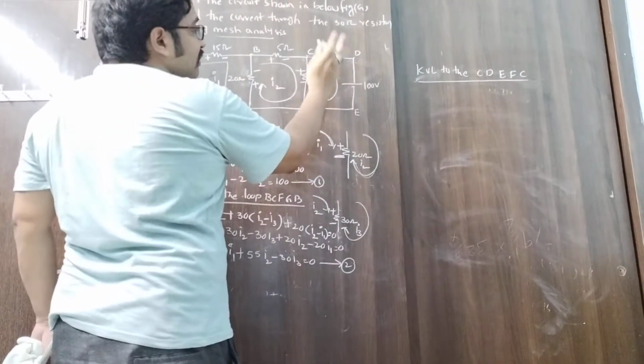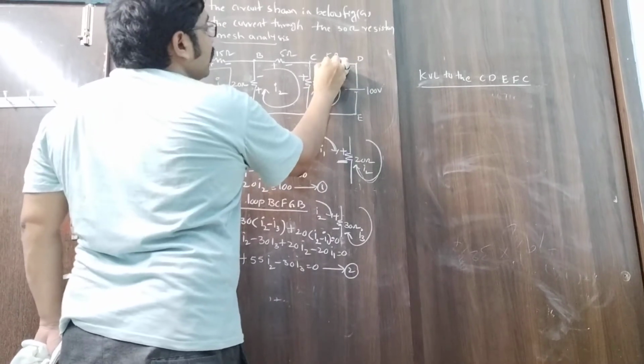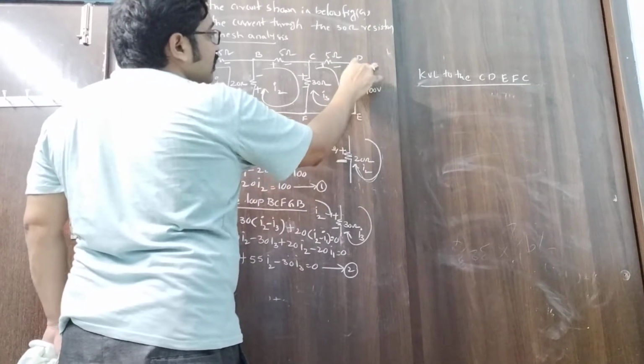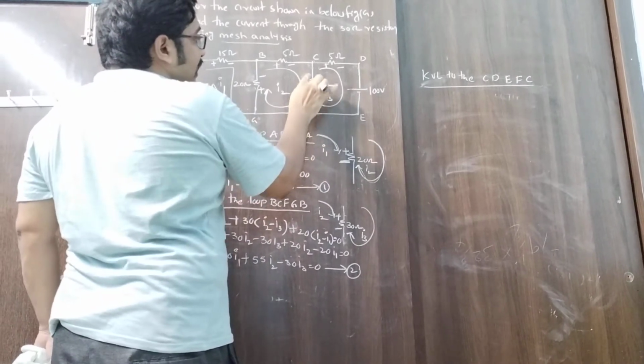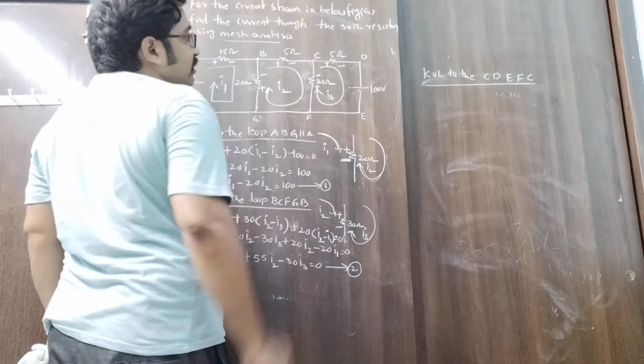So when you are writing the equation for the third loop, you should give the priority to the third loop. Current entering is positive, leaving is negative. D to E will be the source. Now you should erase this. Current entering is positive, leaving is negative.